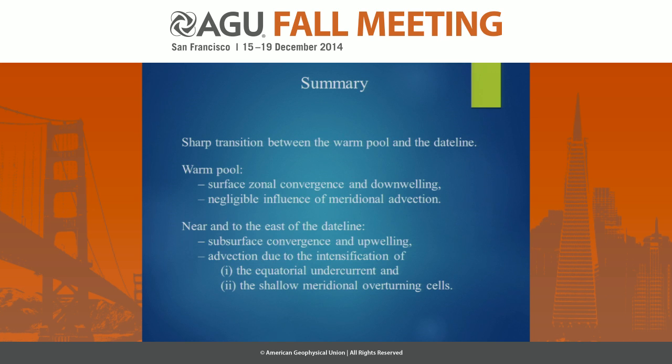To summarize, we've seen a sharp transition between the anomalies in the core of the whirlpool and close to the dateline. In the whirlpool, we have surface zonal convergence and downwelling, and the role of meridional advection is weak. Near and to the east of the dateline, we have instead surface convergence and subsurface divergence and upwelling, and the role of advection is due to the three components, due to the intensification of the equatorial undercurrent and the shallow meridional overturning cells.